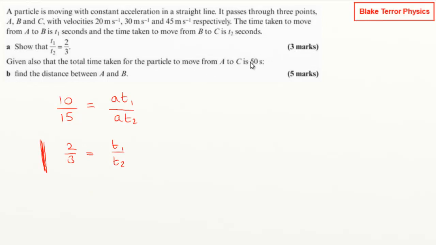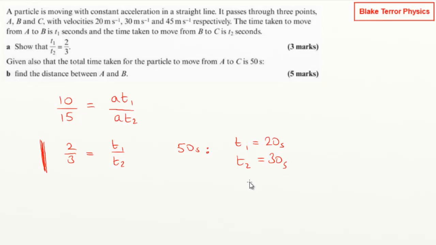So there's 50 seconds. We're dividing up in the ratio of 2 to 3 between T1 and T2. So for 50 seconds, this means that T1 must equal 20 seconds and T2 must equal 30 seconds.